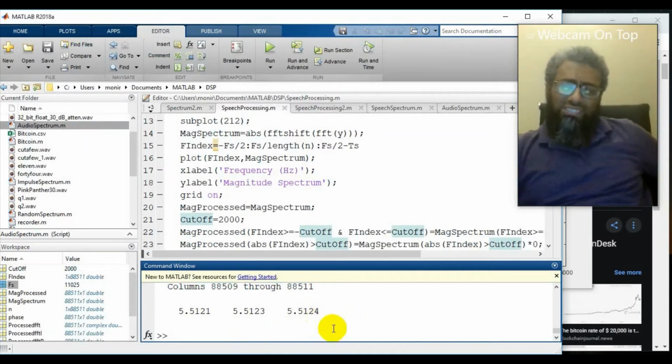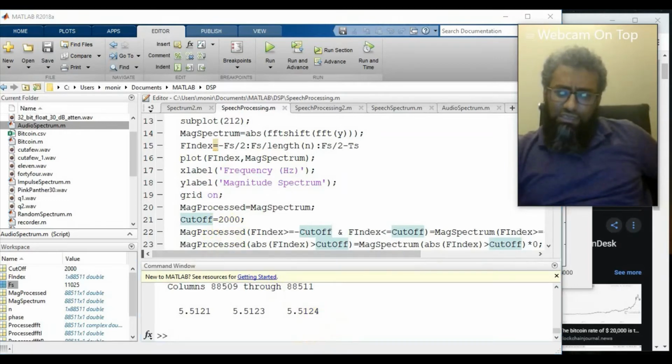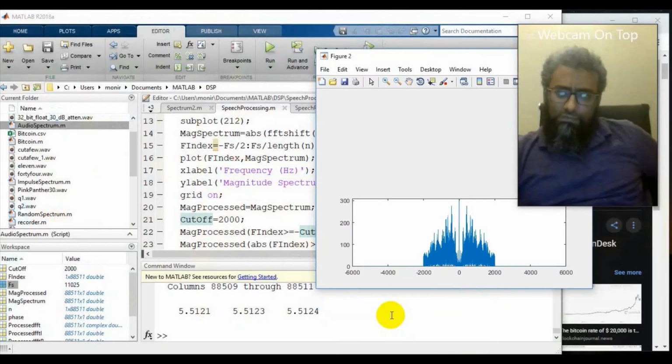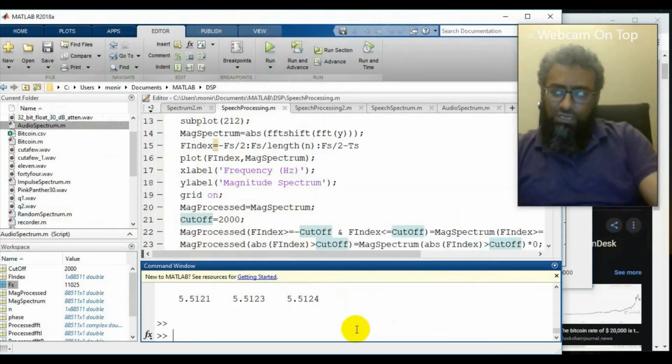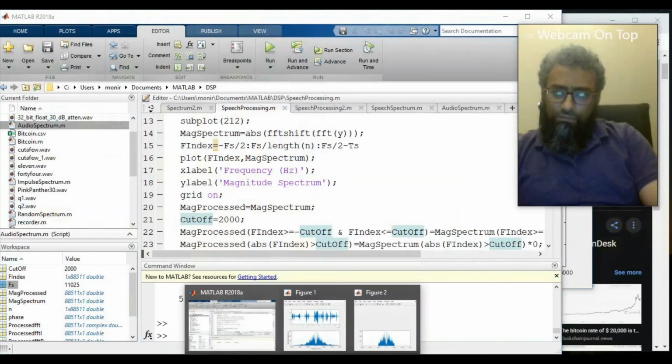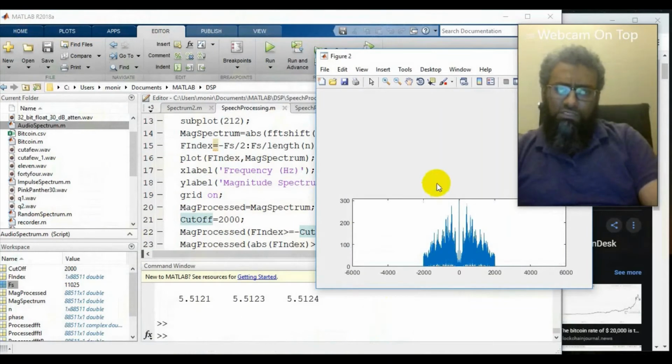Okay, so you can see that the voice has changed a bit, and it's a bit pinching. And if we see the signal, it's paused, I think. There's some problem.